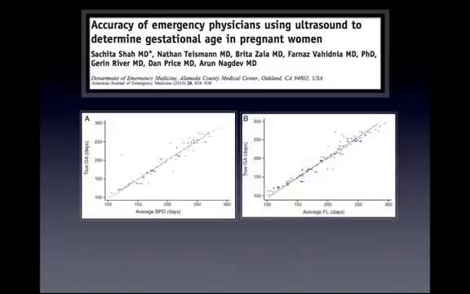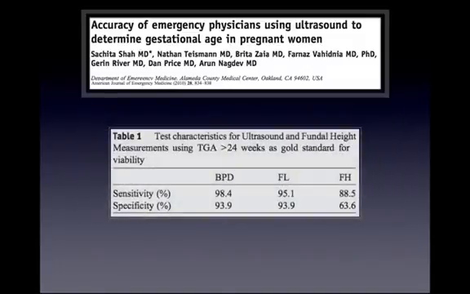In Table A and B, the x-axis is the gestational age as determined by bedside ultrasound, and the y-axis is the true gestational age as determined by the Department of Radiology or GYN. As you can see, there is a strong correlation with measurements of the biparietal diameter in Table A and the femur length in Table B, with a correlation coefficient of 0.95 for the BPD and 0.96 for femur length.